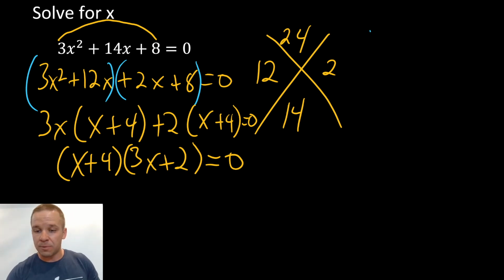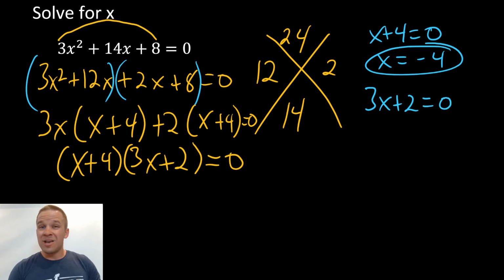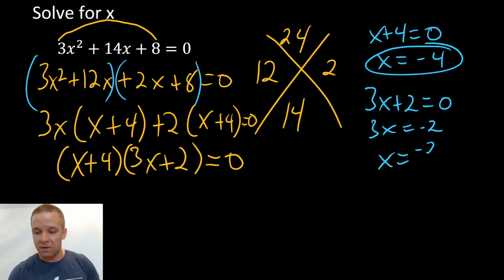All right, so I've got x plus 4 equals 0. When I solve that, I'm going to get x equals negative 4. There's one solution. Then I got my 3x plus 2 equals 0. So I'm going to subtract 2, which gives me 3x equals negative 2. And then I'm going to divide by 3, so I'll get x equals negative 2/3 as my second answer.